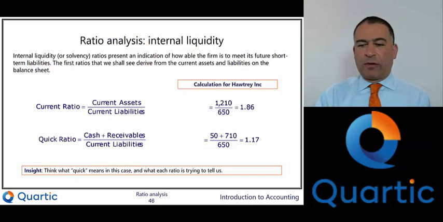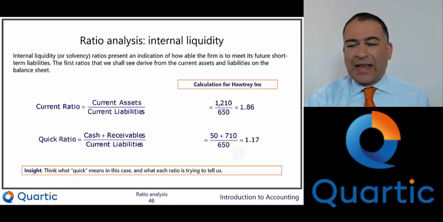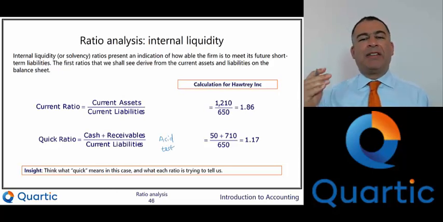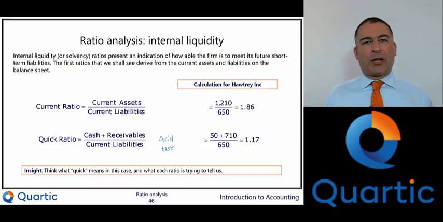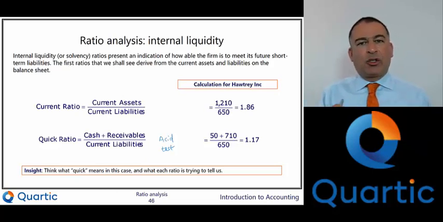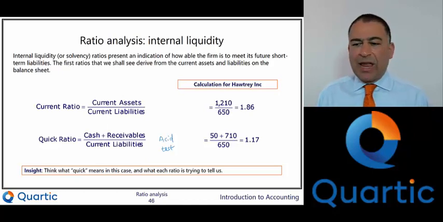Now, the quick ratio, this is also known as the acid test. Now, what this is doing, it's equivalent to the current ratio, but we are removing inventories from the current assets. So you've basically got cash and accounts receivable. Now, why are we removing inventories? What this is doing is saying, how much cash do we have available? Now, of course, cash is there sitting in the bank already.